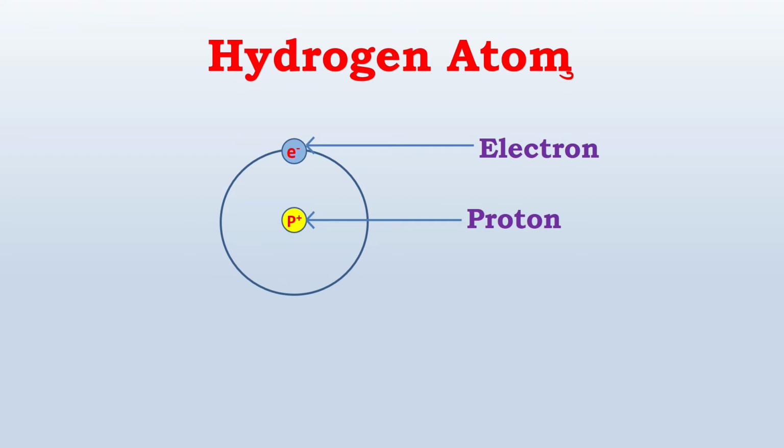Now, how it looks, we'll talk about this later, but this is a simple representation of a hydrogen atom. It consists of a nucleus which contains a proton and an orbit which contains an electron. The electron revolves around the proton. This hydrogen atom is represented by the symbol H. The H symbol represents one single atom of hydrogen, and it is the smallest particle of the element hydrogen.